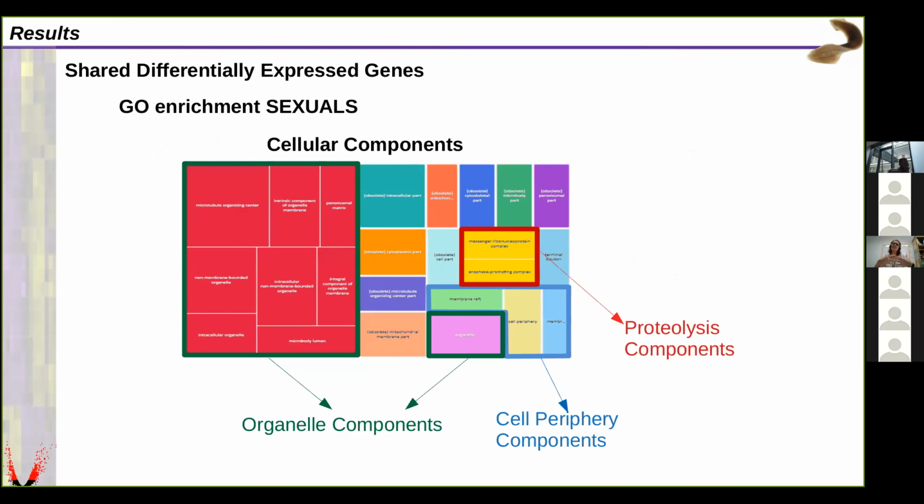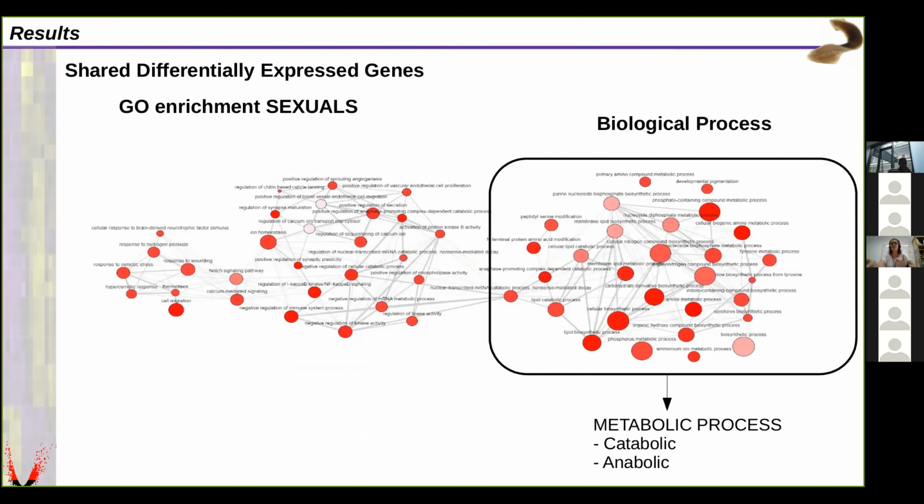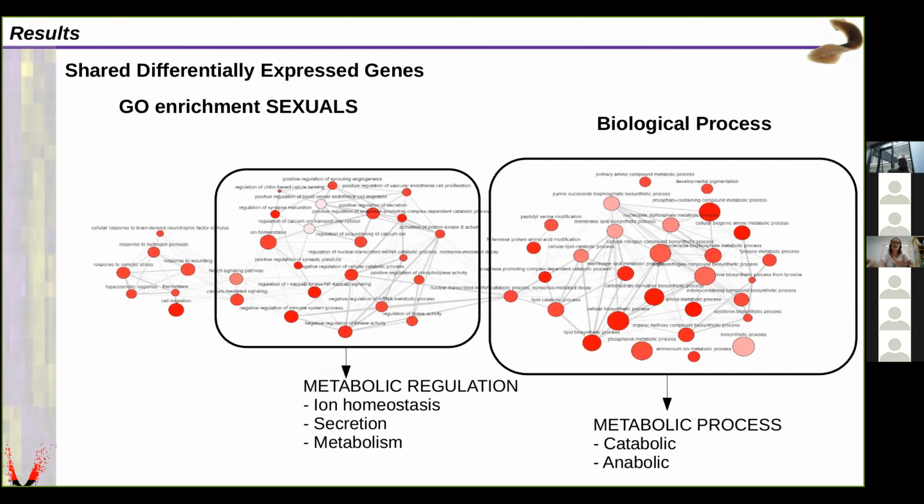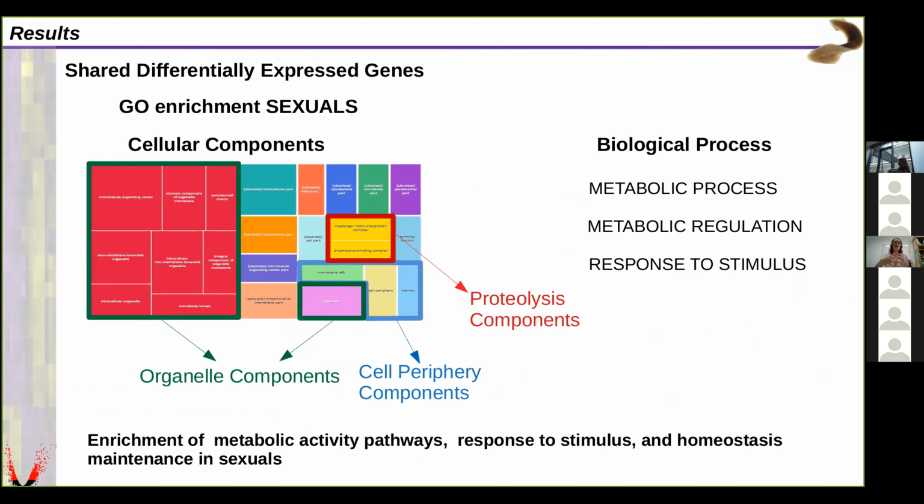The enrichment analysis in sexuals, on the other hand, shows an enrichment of different cellular components and biological processes related to metabolic process, metabolic regulation, and response to stimulus. The enrichment of these metabolic activity pathways and response to stimulus could be related to the maintenance of homeostasis in sexuals.